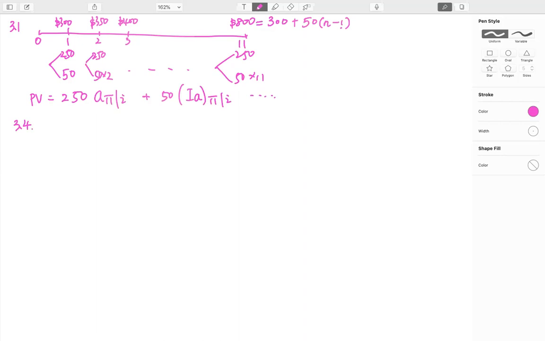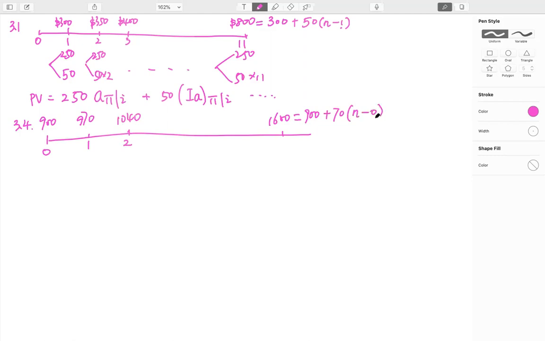3.4, we actually need information from 3.3, so I read 3.3. Kendra receives 900 now, 970 in 1 year, 1,040 in 2 years, and so on until 1,600. So how do I figure out the time point? It will be 900 plus the increment 70 times n minus, here it is not 1, it's 0, because 900 is paid at time 0, not time 1. Okay, it's clear that is 10.